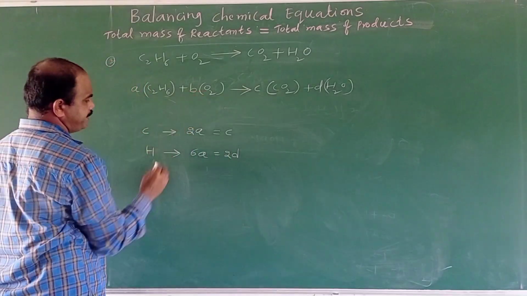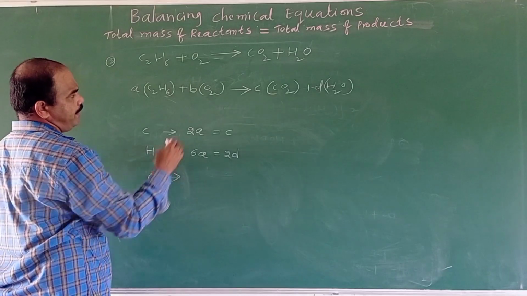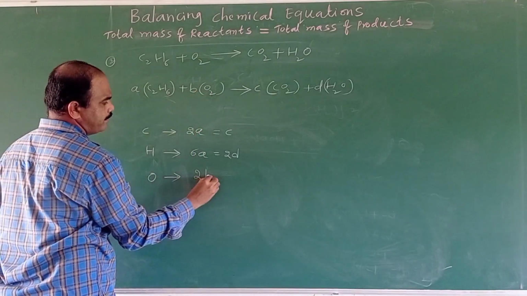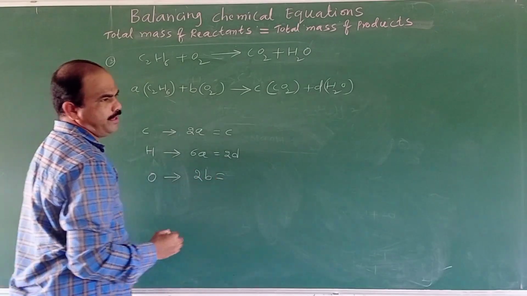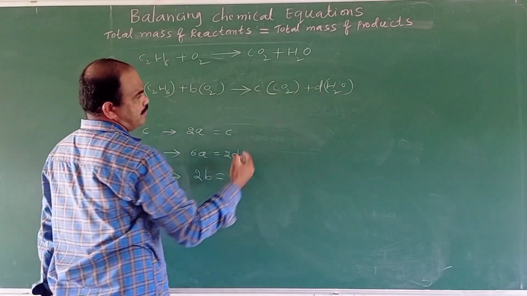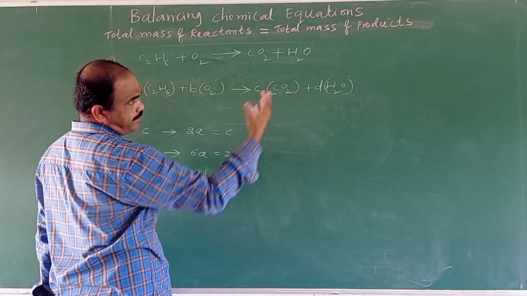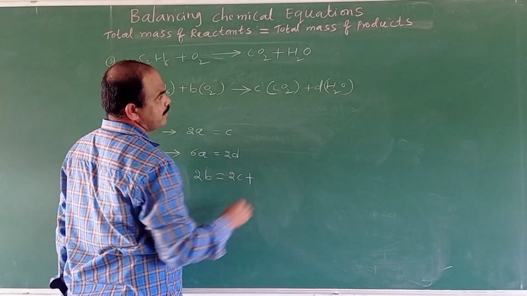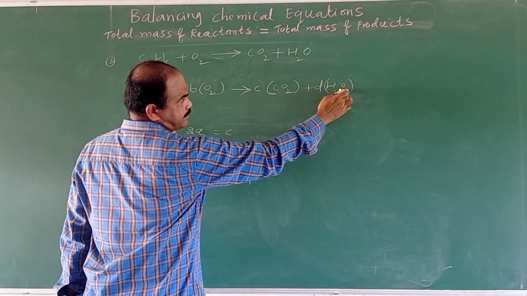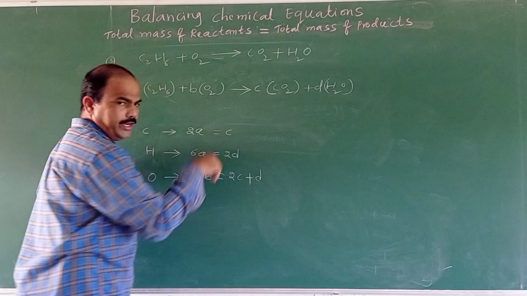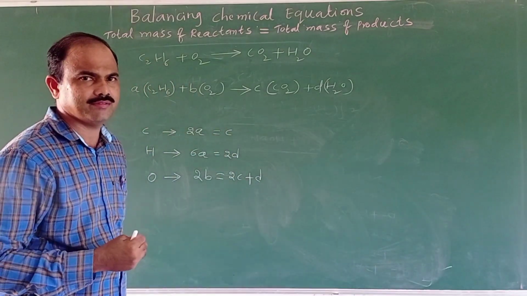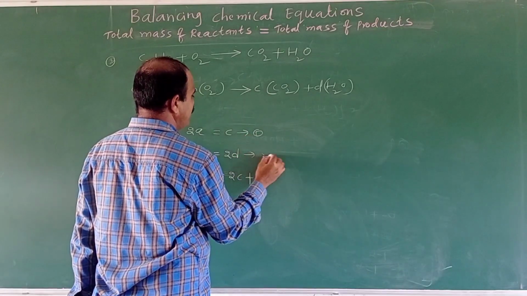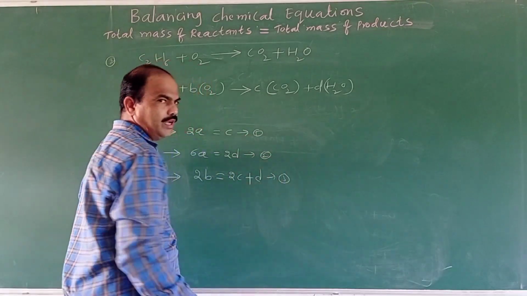Next, coming to the oxygen. How many oxygens are participating in the reaction? These 2 into B, 2B, equal to, how many oxygen atoms are there on the product side? So 2 into C, 2C, plus one oxygen atom, 1 into D, D. And you get how many equations? 3 equations. This is equation 1, this is equation 2, and this is equation 3. And you have to solve them.